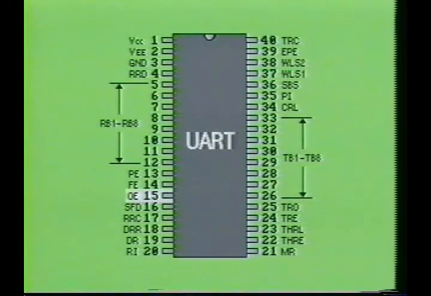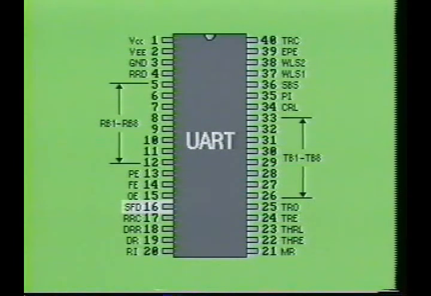Pin 15 is labeled OE for overrun error. A high on this pin indicates an overrun condition. This condition may occur when the data received input is not reset before the next character was received by the internal receiver holding register.